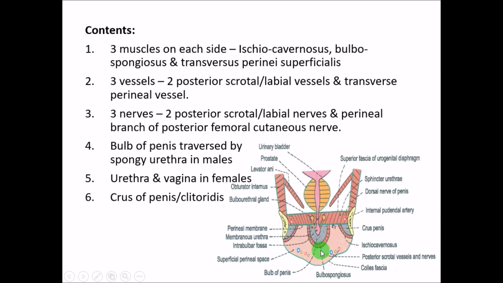Okay. Then we had the transverse perineum, same thing in case of both male and female. Then the 3 vessels and 3 nerves. Along with that, the fourth content will be the bulb of penis traversed by the spongy urethra in case of male. If you see here, this is the content. The bulb itself is the content. Okay, bulb of penis in case of male traversed by the spongy as well as the membranous urethra here.